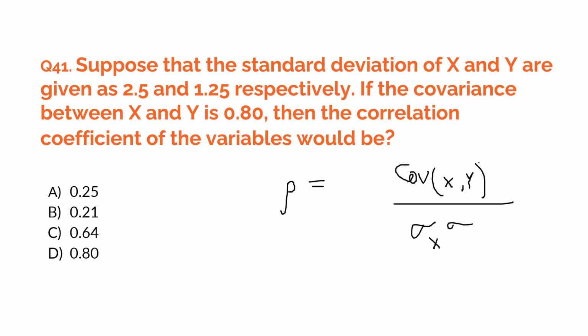So let's put the values. The covariance is given as 0.8, the standard deviation of x is 2.5 and the standard deviation of y is 1.25. 2.5 multiplied by 1.25. When we solve this, we get 0.25 as our answer. So the answer should be option A, 0.25. You can check the calculations afterwards. Now moving on to the next question.